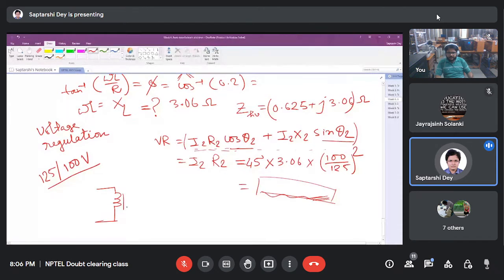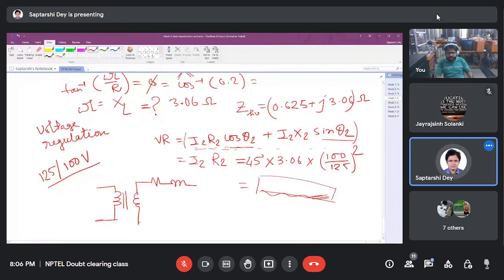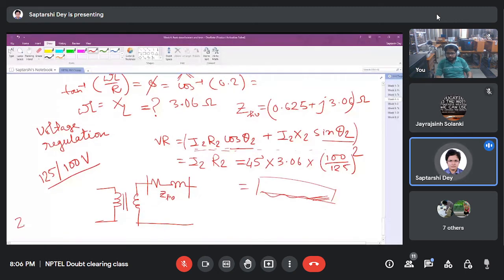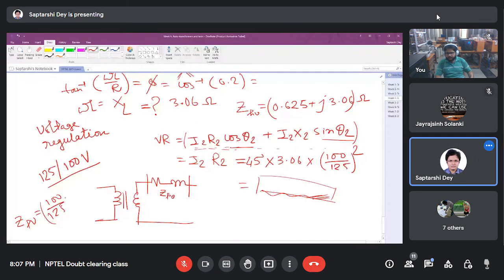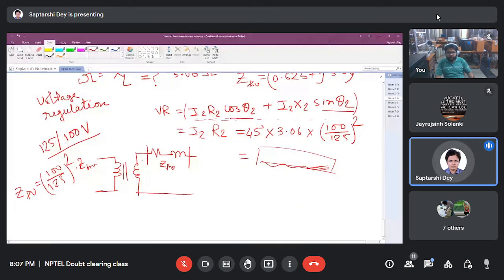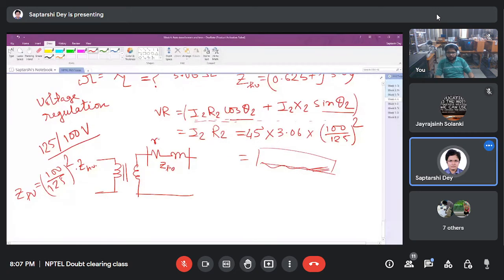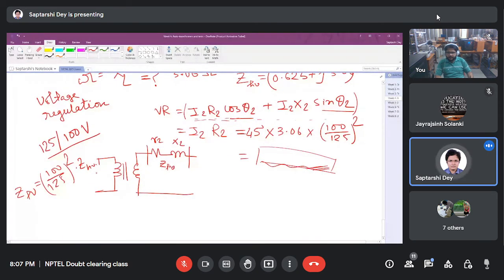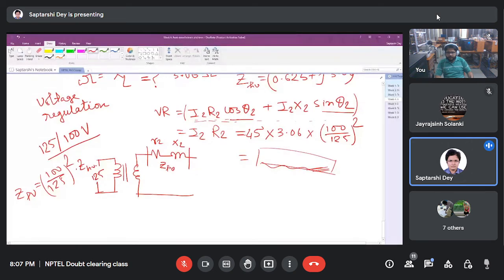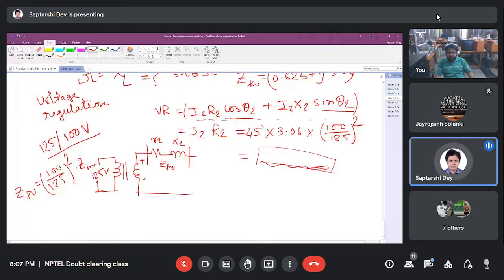For that, say we have the transformer. Now, we have referred Z in secondary. So we had this Z in high voltage and we have referred it to low voltage. Low voltage Z will be 100 by 125 squared times Z high voltage. This Z low voltage we can find out, R2, X2. And there is 125 volt. Now since there is 125 volt, I have 100 volt induced here.